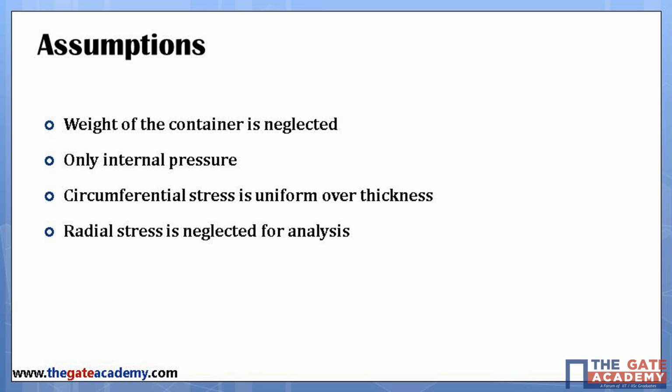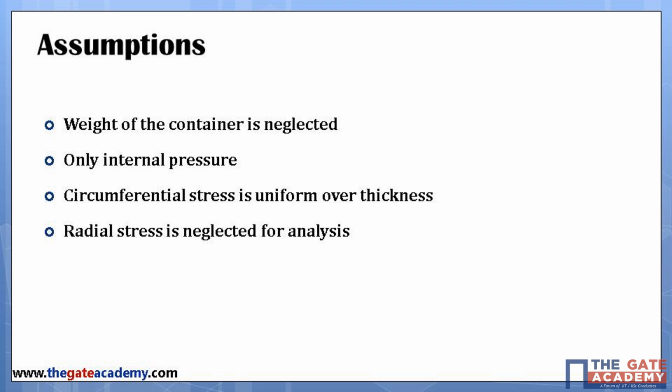Now let me explain the assumptions we're going to take for this concept of the thin cylinder. The first assumption is that the weight of the container is neglected. Strength of materials is an ideal subject, so until and unless it is asked in the question to consider the weight of the component, we never consider the weight of the component. So the weight of the container is neglected.